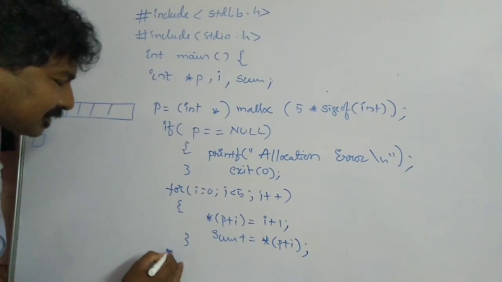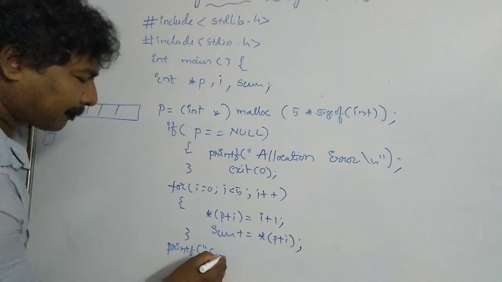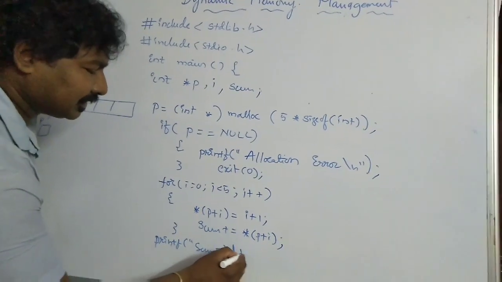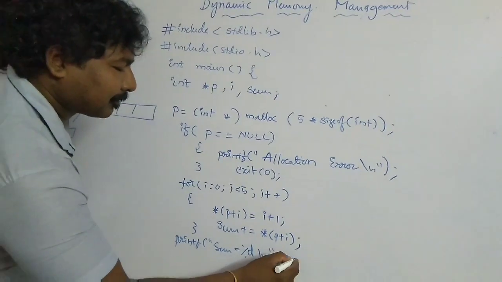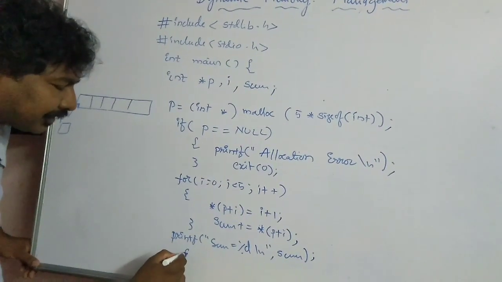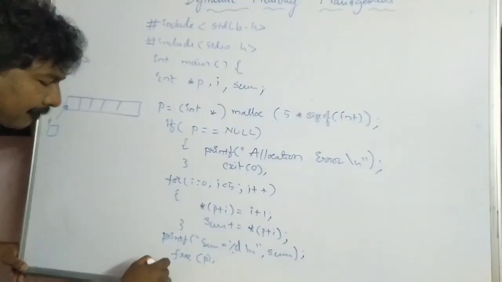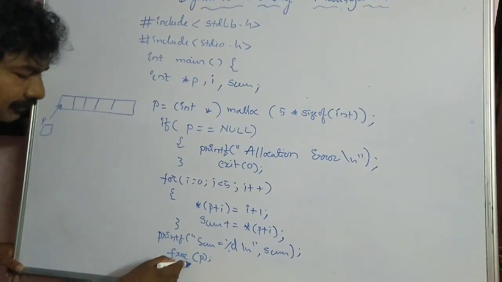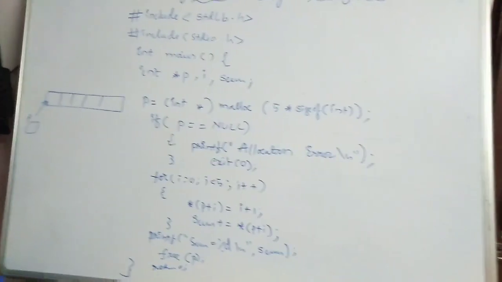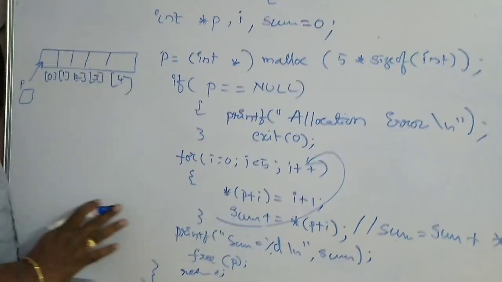Okay, I'm just printing the sum value: printf("sum = %d", sum). And finally I want to free my memory, so free(p), return 0, close. Okay friends, I'll tell you how this particular for loop will get executed.